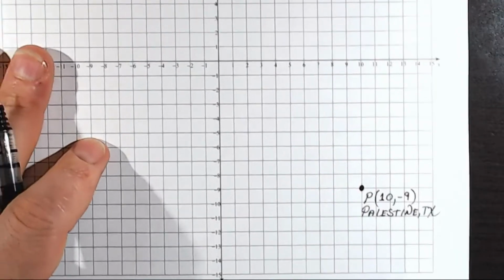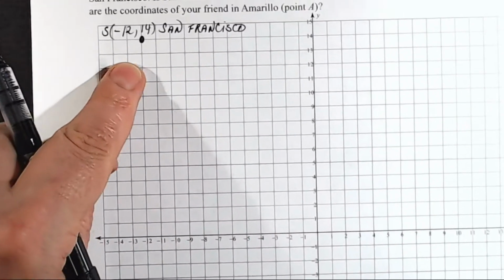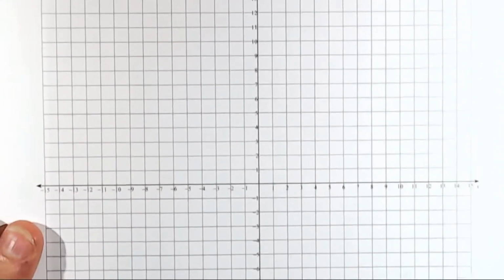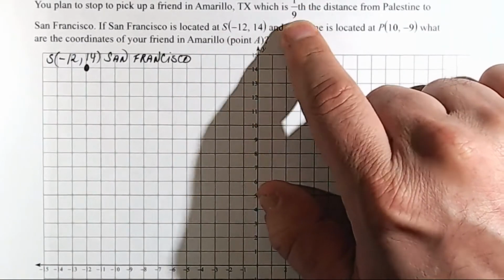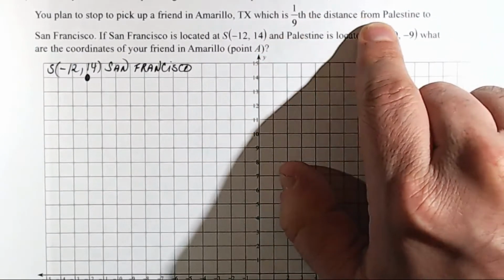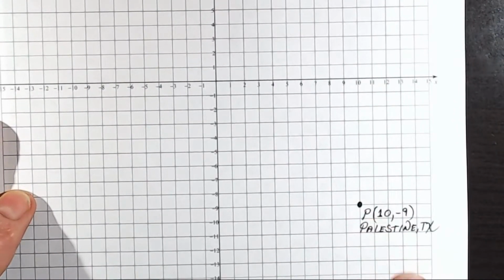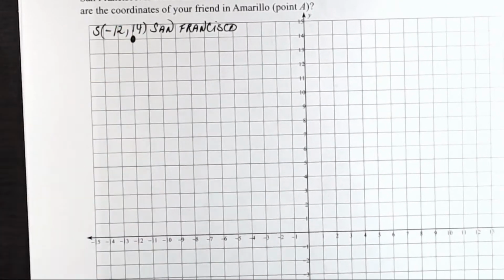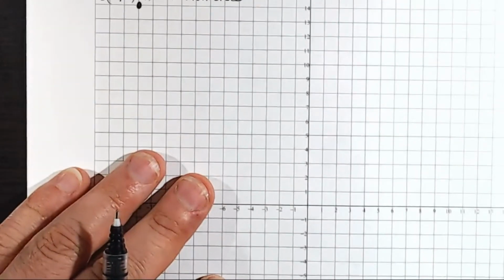Okay, and it says we got to pick up our friend in Amarillo. So as we go from here all the way to San Francisco, we have to stop somewhere in here and pick up our friend. And the fractional distance that we have to pick the friend up at is 1/9 the distance from Palestine to San Francisco. So we're starting down here in the bottom right, and we're going to move up into the left to San Francisco. So let's keep that in mind as we do our calculations.